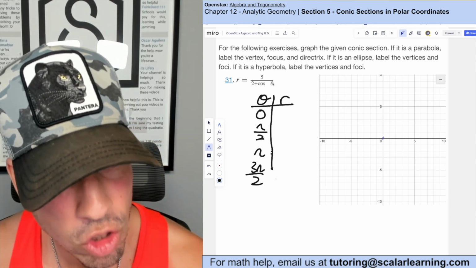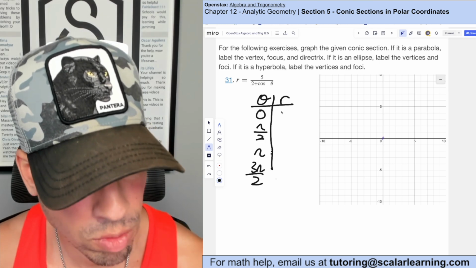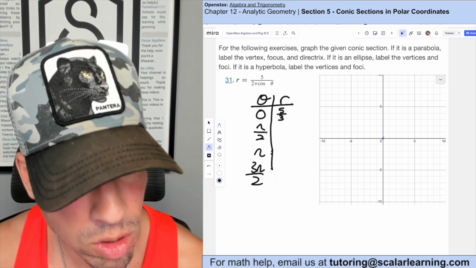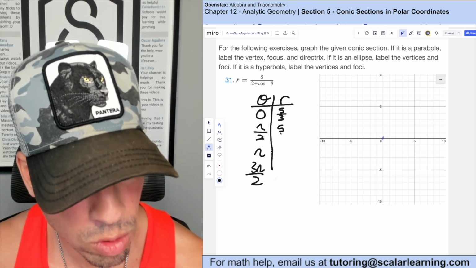Now, if I plug in 0 for theta, cosine of 0 is 1, 2 plus 1 is 3, so we've got 5/3. Then I plug in pi halves, cosine of pi halves is 0, so 5 over 2 is the result.